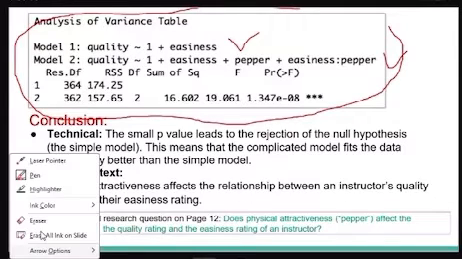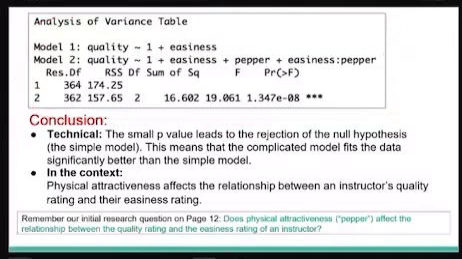Something is coming now. Oh my God, what is this? Okay, what is that? The very first one, 364, is the degree of freedom for error for the simple model. For the complicated model, 362. And you know what? Let's look at the RSS.